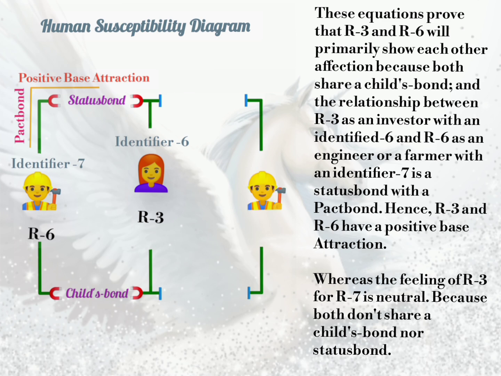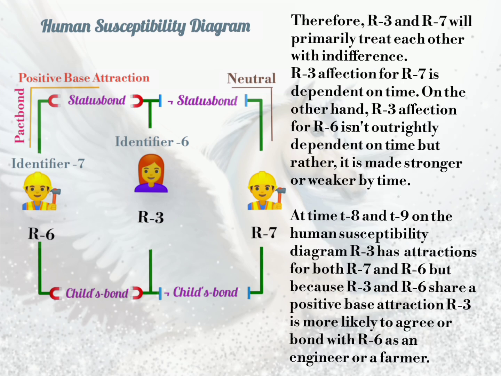Whereas the feeling of R3 for R7 is neutral, because both don't share a child's bond nor status bond. Therefore, R3 and R7 will primarily treat each other with indifference. R3 affection for R7 is dependent on time.